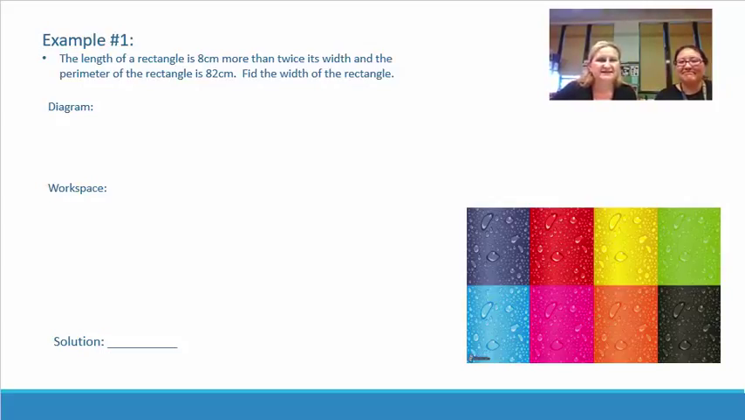Okay, so example 1 says the length of a rectangle is 8 centimeters more than twice its width, and the perimeter of the rectangle is 82 centimeters. Find the width of the rectangle.